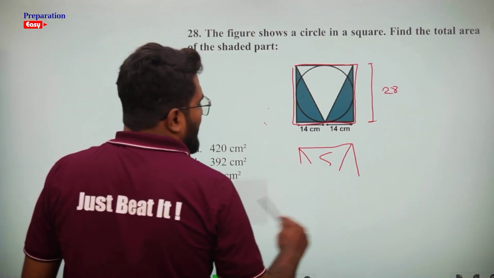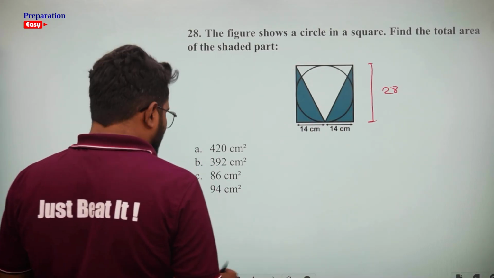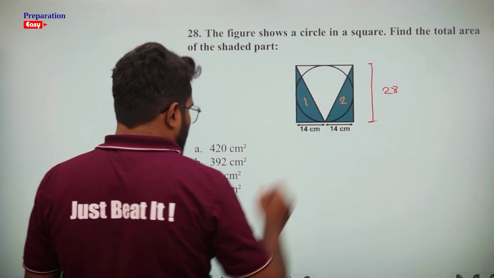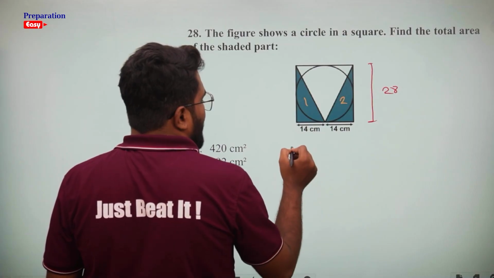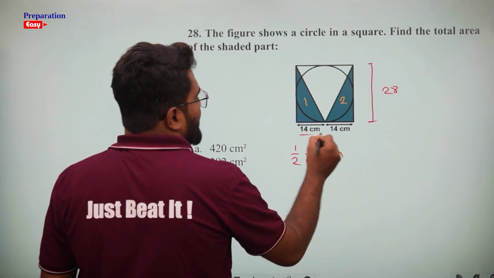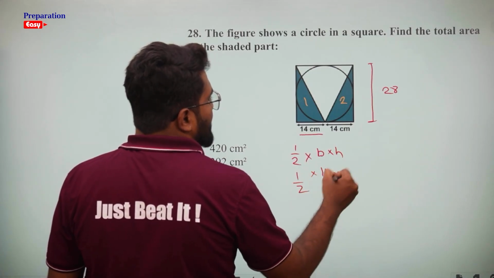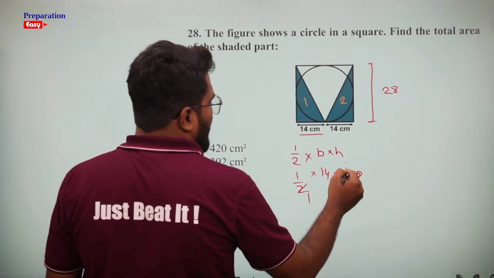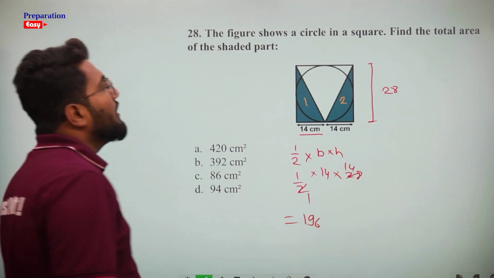So what is the formula for area of triangle? I will give names, this one as 1 and this as 2. So what is the area of triangle 1? It will become half into base into height. Base is 14 we know, so half into 14, and height is 28. So 2 1s are and 2 14s are. So what is 14 square? 14 square is 196. Okay.